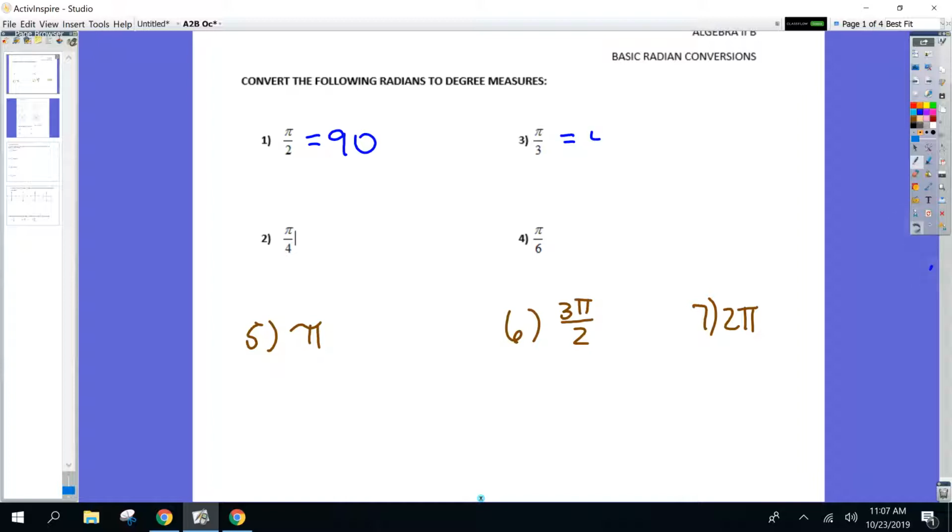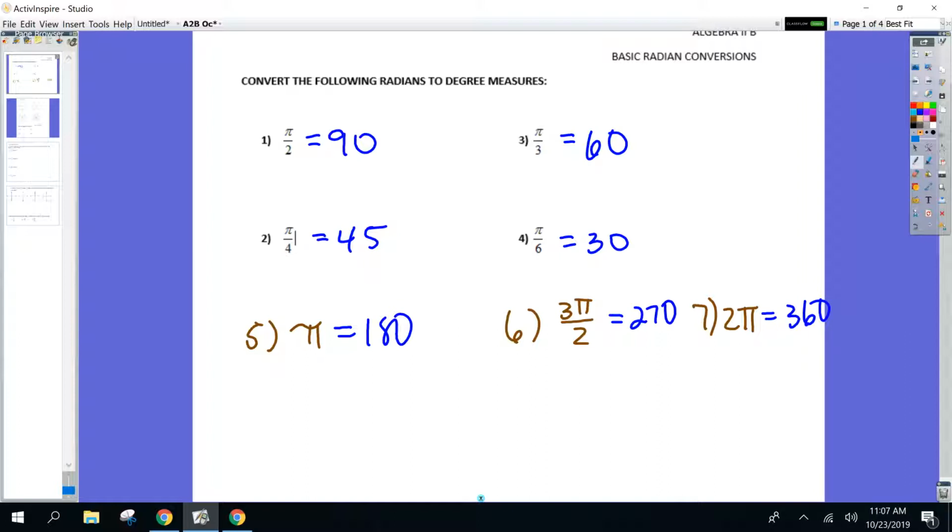Oh boy, we're in trouble. Pi over 3, 60. Sorry, I didn't go in number order. Pi over 4. Pi over 6. Pi. 3 pi over 2. And 2 pi.